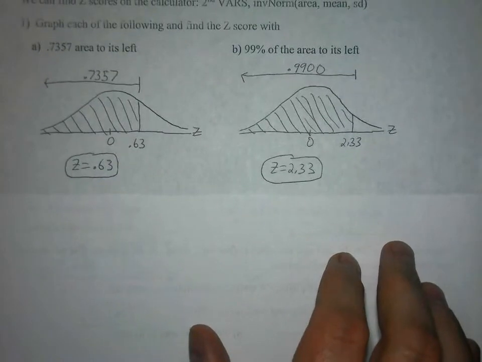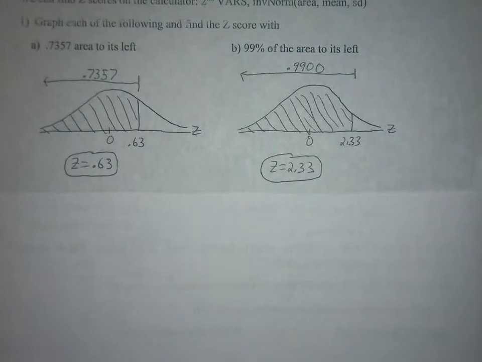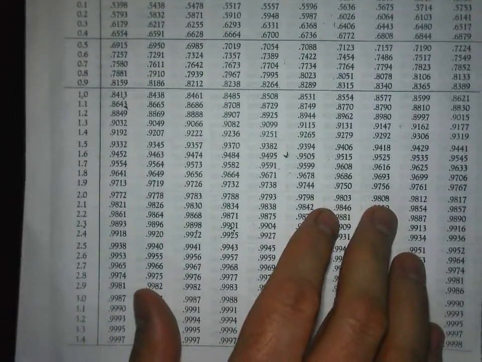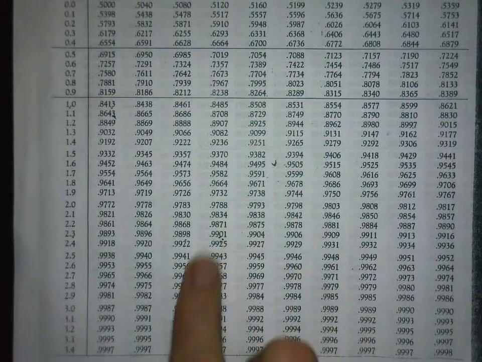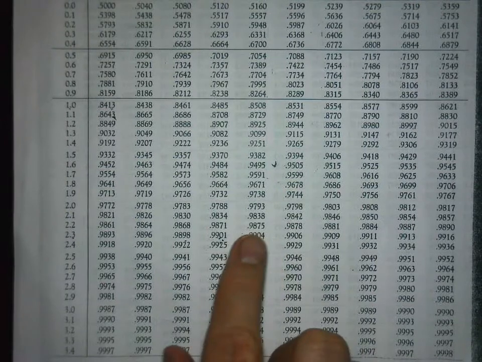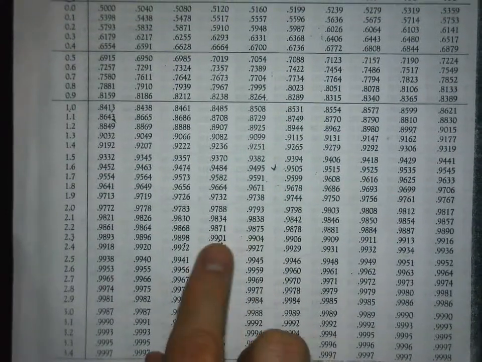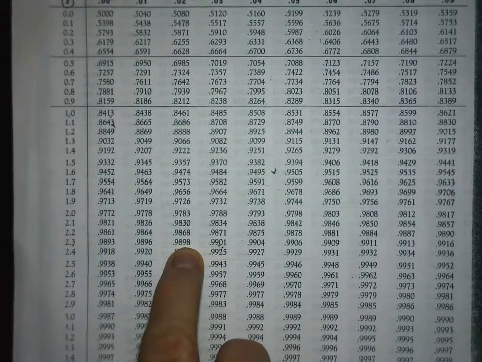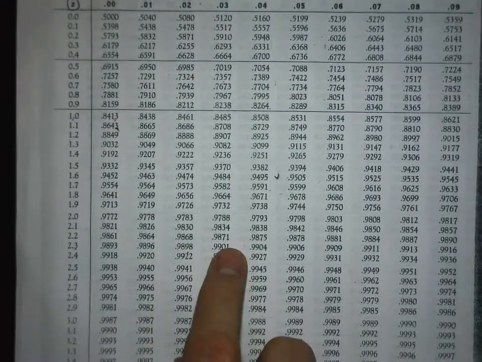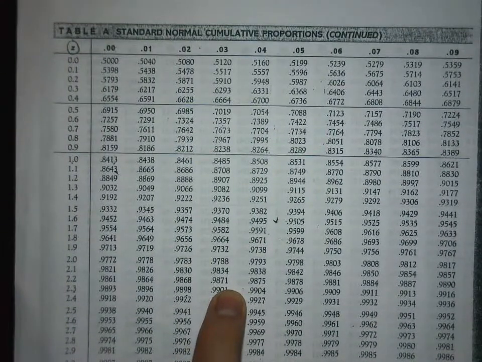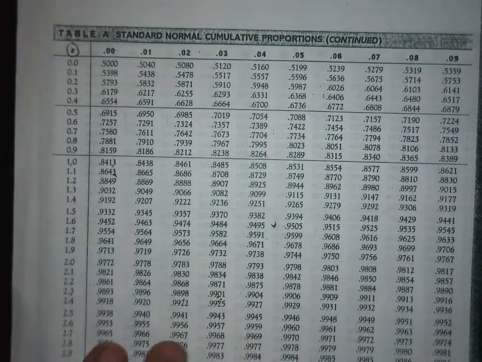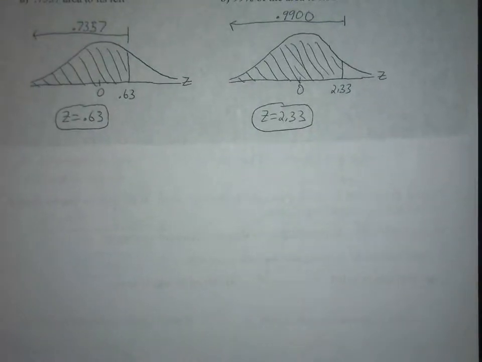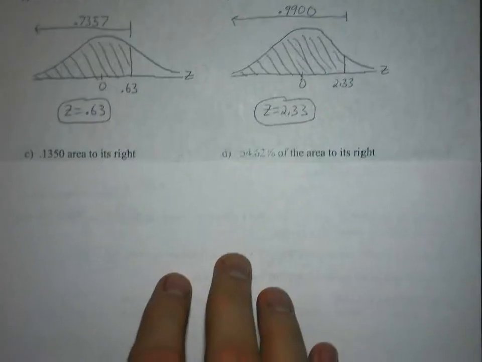Okay, for the next one, 99% area to its left. So you're going to look up 0.9900. Okay, there's a lot of 99s down here. 9900. Well, here's 9904, 9901, 9898. So you think about which one we're closest to. We're closer to 9901. So that is 2.33. And if you have an area that's not exactly in the table, you find the one that it's closest to. If it's exactly between two values, then you average the two z-scores together.